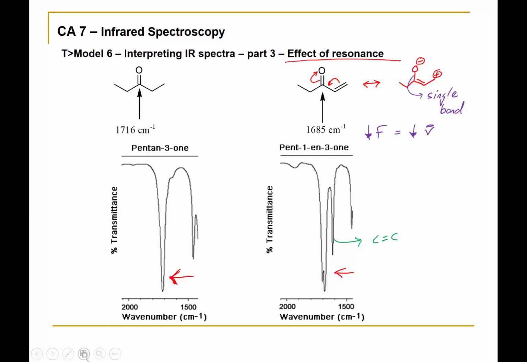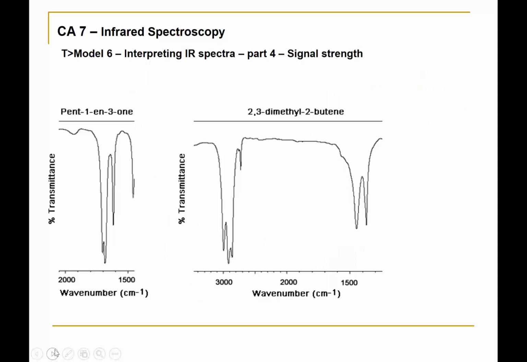Let us now examine the effect of signal strength. You may have noticed as you start to look at these spectra that some signals have very large peaks, and some signals have kind of small peaks, and you might be wondering, well, why is this the case? These two examples start to give us a sense of what impacts the signal strength.